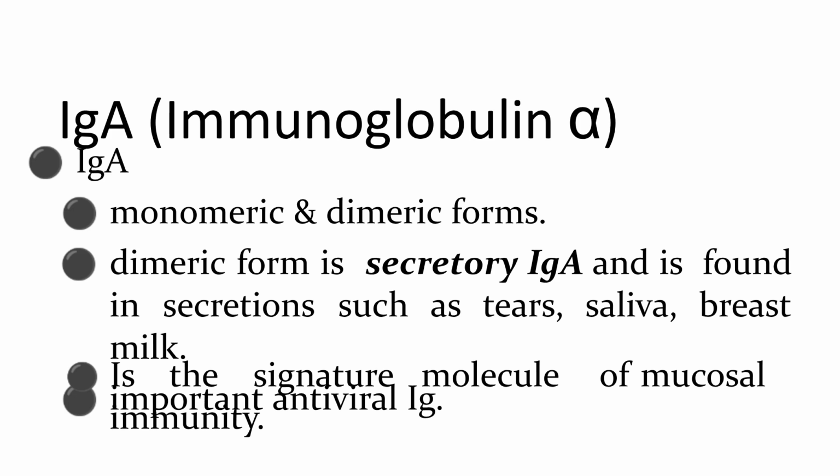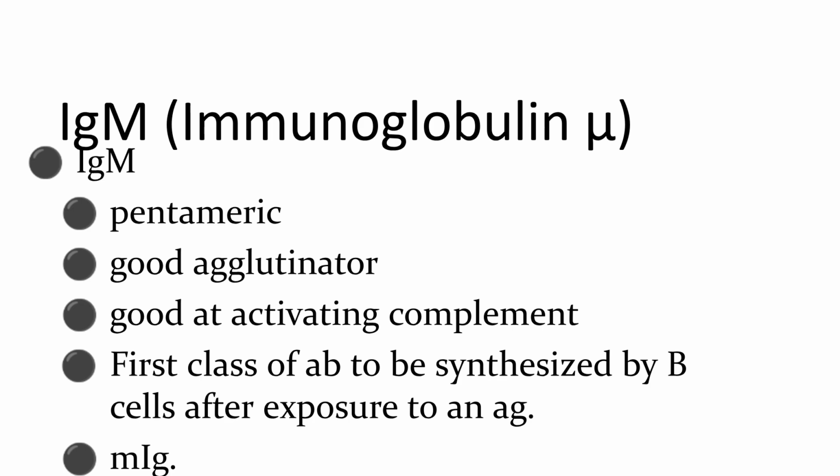IgA, immunoglobulin alpha, exists in monomeric and dimeric forms. The dimeric form is secretory IgA, found in secretions like tears, saliva, and breast milk. It is an important antiviral Ig and the signature molecule of mucosal immunity.